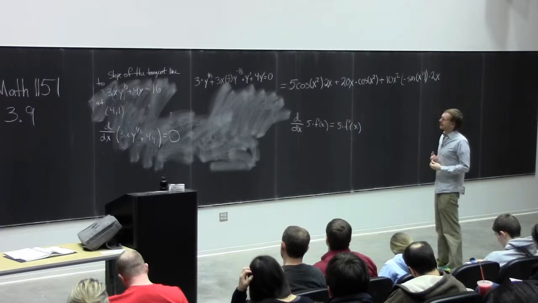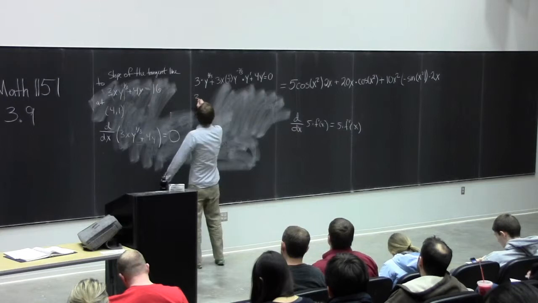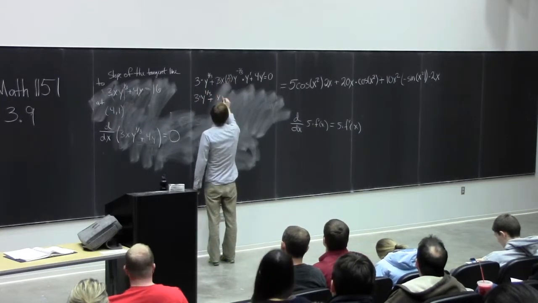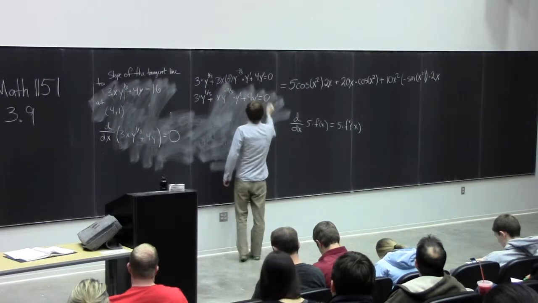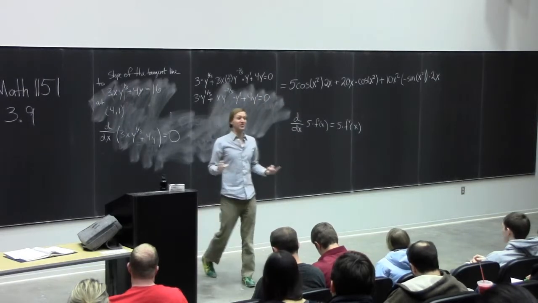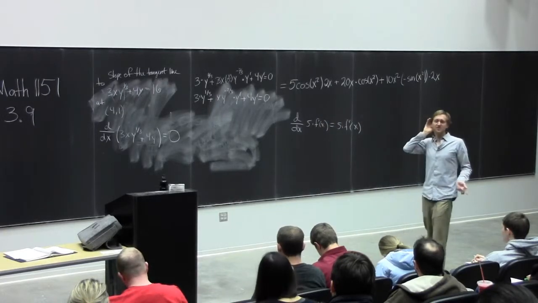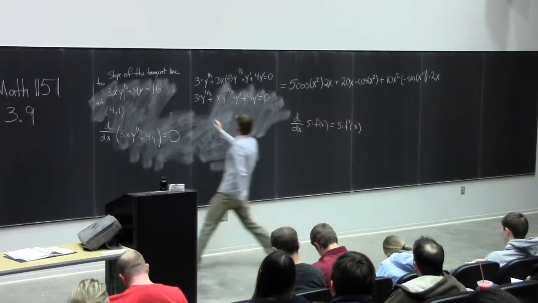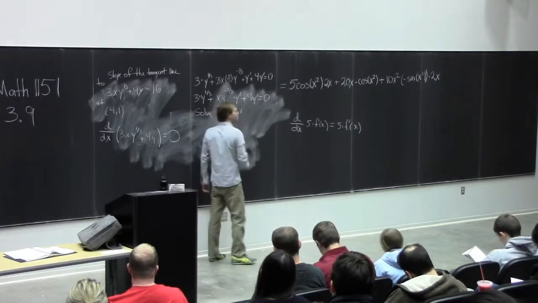All right, so I guess we could simplify a little bit. So 3 times y to the 1/3, plus these cancel, xy to the minus 2/3 times y prime plus 4y prime equals 0. And now what do we do? We get our y primes alone. We solve for y prime.